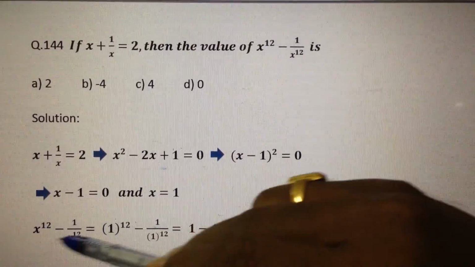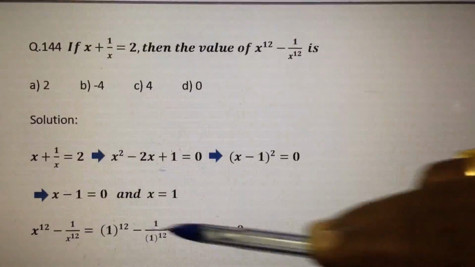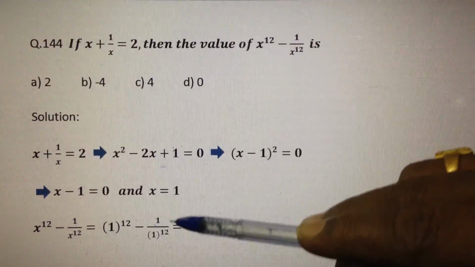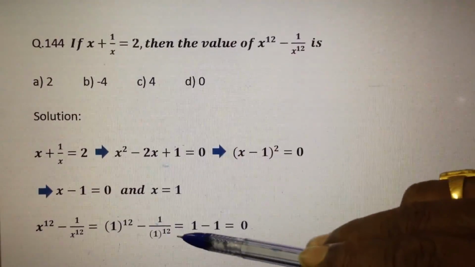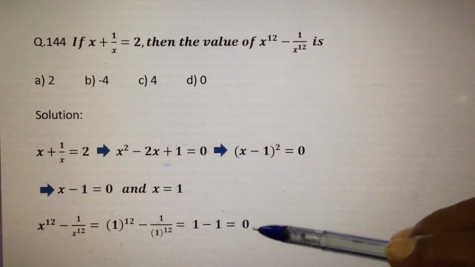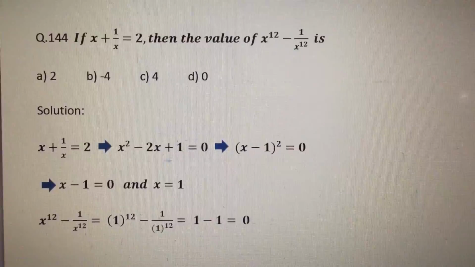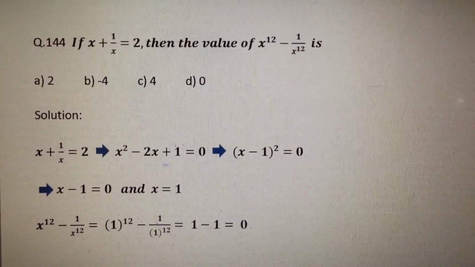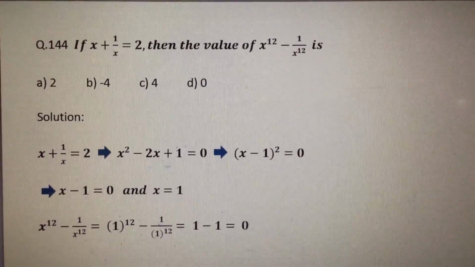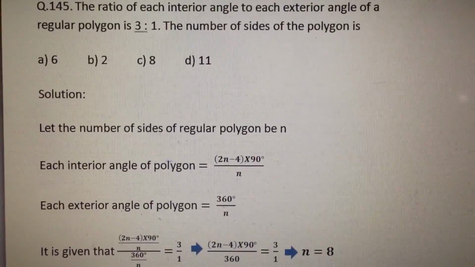Let us substitute this value in the given expression. Therefore, x power 12 minus 1 by x power 12 is equal to 1 to the power of 12 minus 1 by 1 to the power of 12, which is equal to 1 minus 1, which is equal to 0. Therefore, our answer is option D. Okay, next, let us move on to the next question.